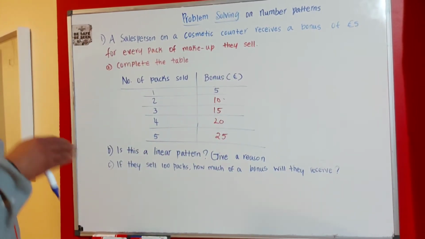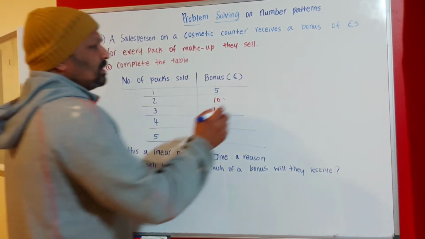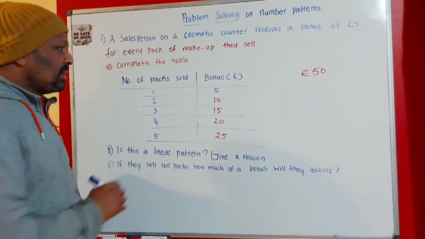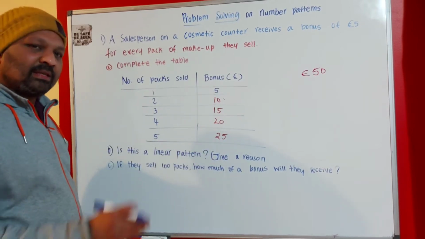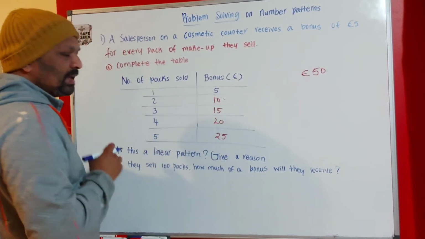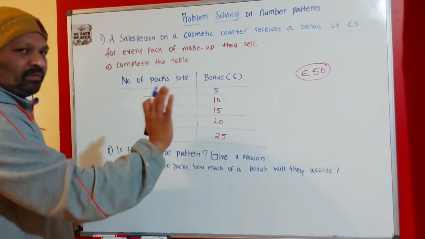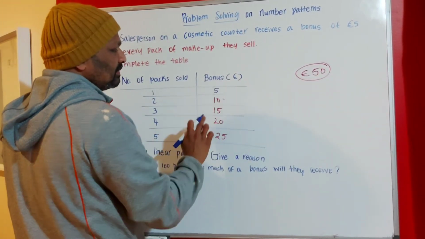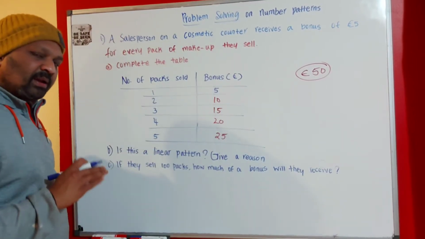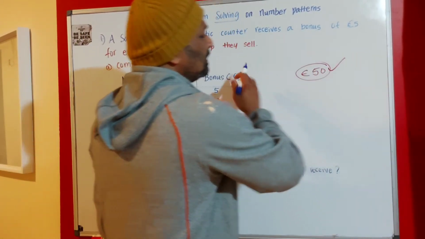For example, whether he sells any packets or not, the store is giving him 50 euro. Then how is this pattern going to look? Whether he sells or not, the store is giving him 50 euro. Then for the first packet, he's already getting 50 euro, no matter whether he sells or not. 50 euro plus 5, then it's going to be 55, then 60, 65, 70, 75. That kind of pattern is not called a linear pattern because he is getting 50 euro whether he sells or not.